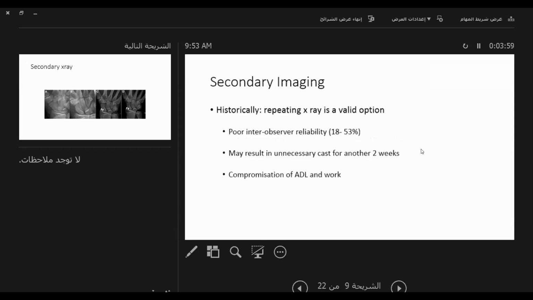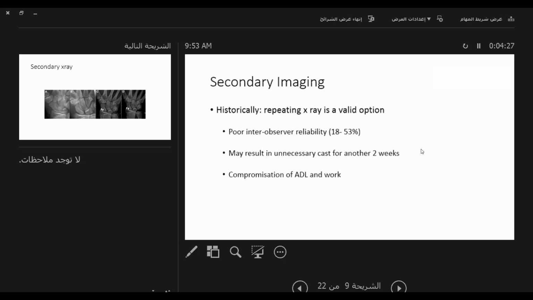You treat the patient acutely as if he has a fracture, bring him back in 2 weeks, and re-examine him and X-ray him again. But several studies found poor inter-observer reliability, not more than 50% reliable, to diagnose scaphoid fracture at the second visit. It may result in unnecessary casting.